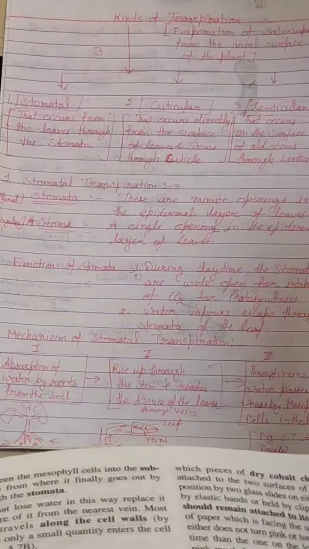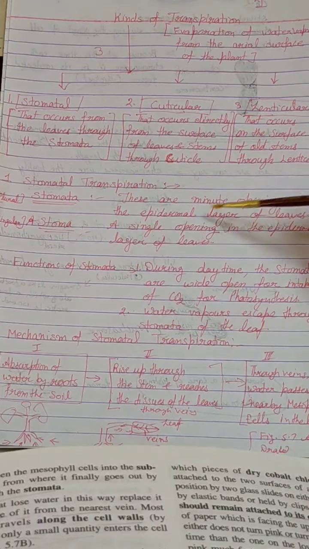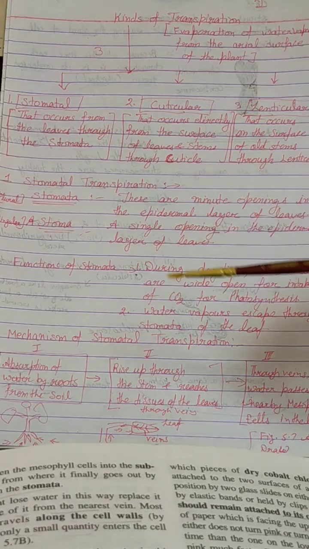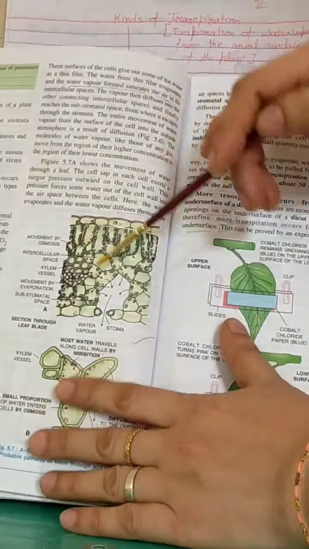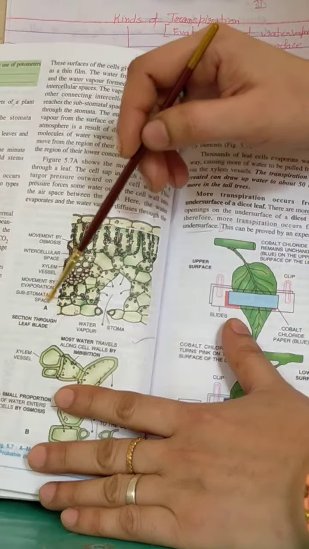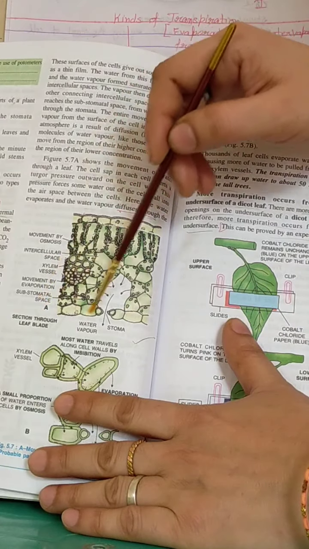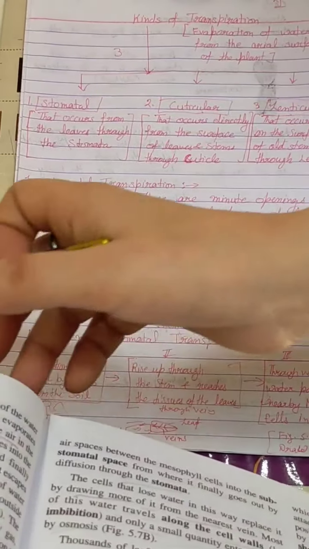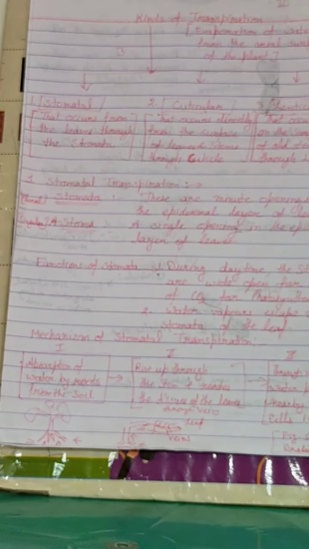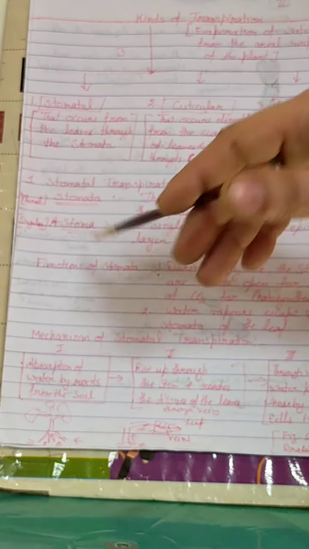So what are stomata? These are minute openings in the epidermal layer of the leaf, and a single opening in the epidermal layer of the leaf is a stoma. So this is a stoma. When more than one is shown, we call them stomata, not stoma. So one opening is called a stoma, and more than one opening in the layer is called stomata. The plural form is stomata and the singular is stoma.